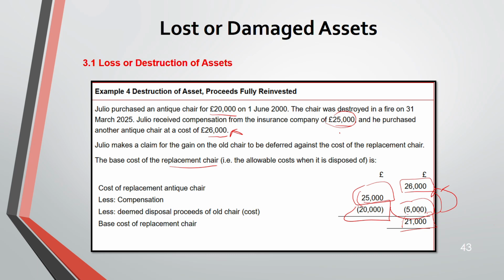There is no other way. This is the way. The only thing is, in terms of sale proceeds, they have used compensation, okay, and the cost is known as base cost. Now, whenever they say base cost, this is the meaning. Deduct the gain from the cost of the new asset.